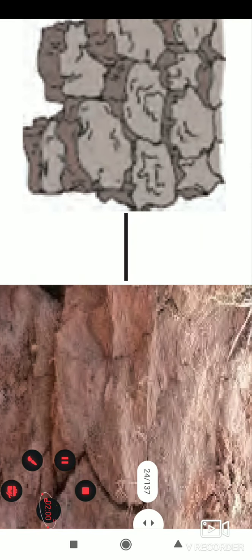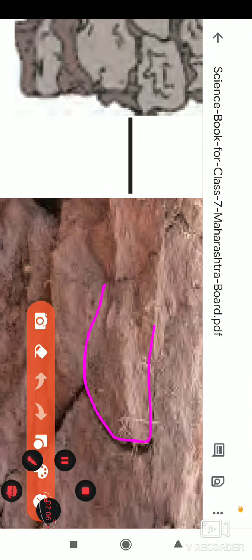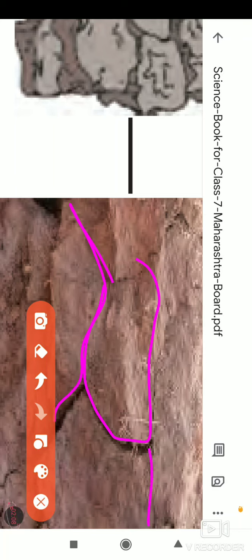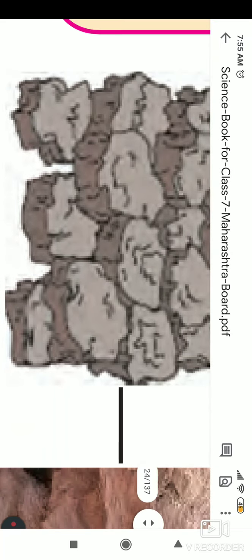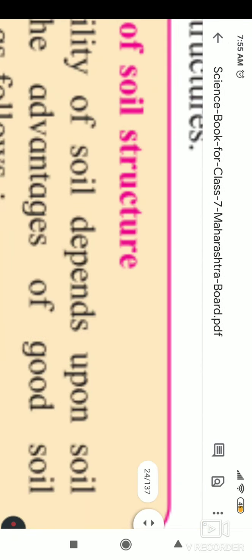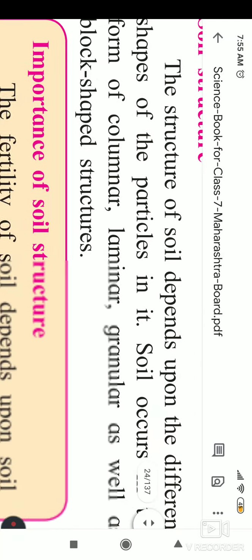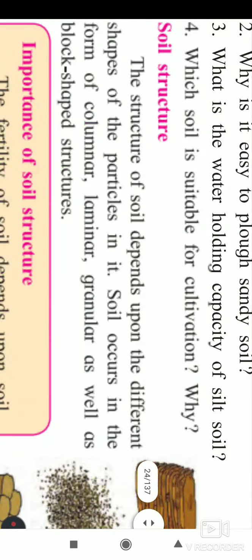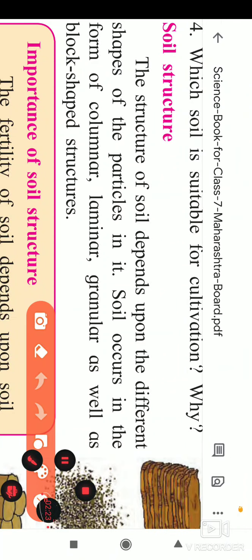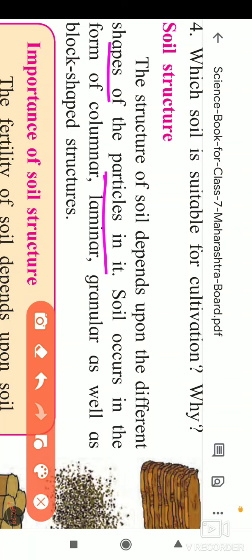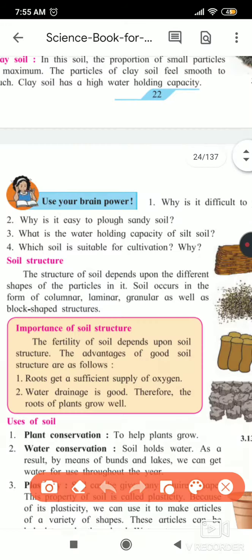Now next is the block shape. If you see here, the small blocks of soil are arranged one above another, and this structure is called what? Block shaped soil arrangement, or block shaped soil structure. Now why is this structure of soil there? It depends upon the different shapes of the particles in it. Which type of particles are there, and what is the shape of that particle? According to those particles, the soil structure is present.